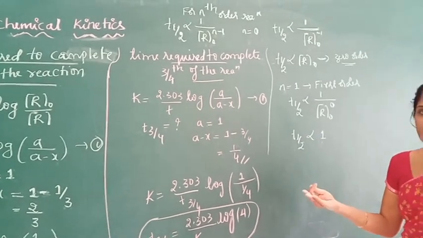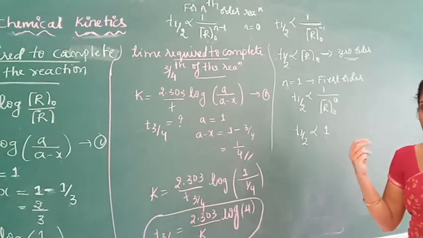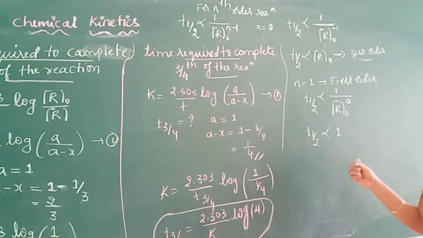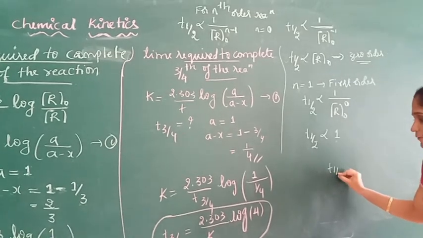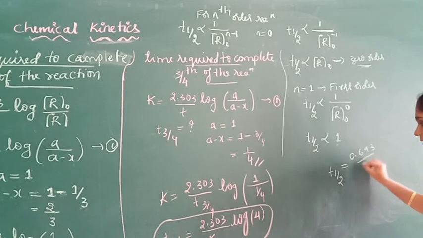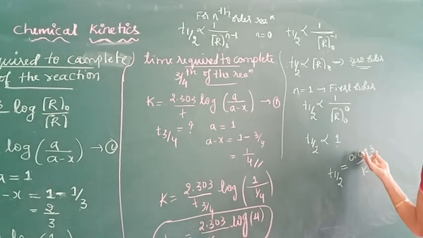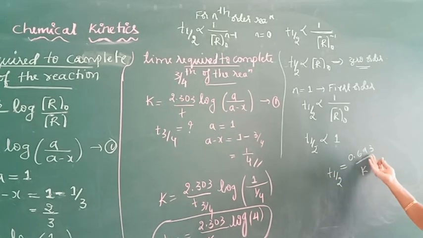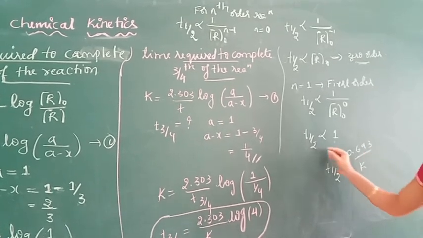So I already said that for a first order reaction, half-life is independent of initial concentration. I already derived it. So half-life period for a first order reaction is equal to 0.693 by k. Here there is no initial concentration, that is R value, in this equation. Therefore half-life is independent of initial concentration of the reactant.